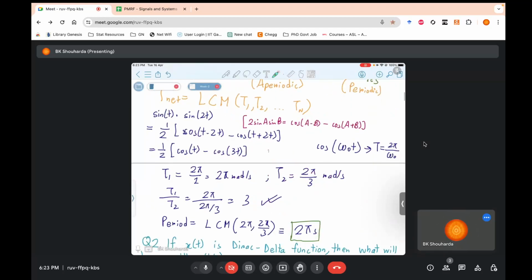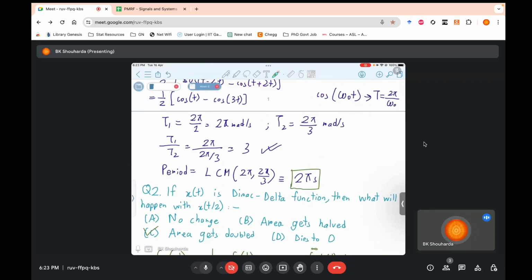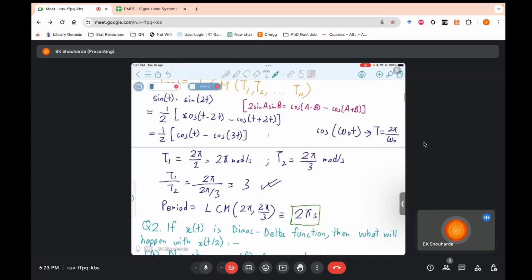Okay, fine. So let's see, for example, I took this sin t, sin 2t, I wrote it as a sum of two separate periodic signals, and then you see 2 pi and 2 pi upon 3, their ratio is a rational number, so it's a periodic signal. It's evident over here. The LCM is 2 pi.